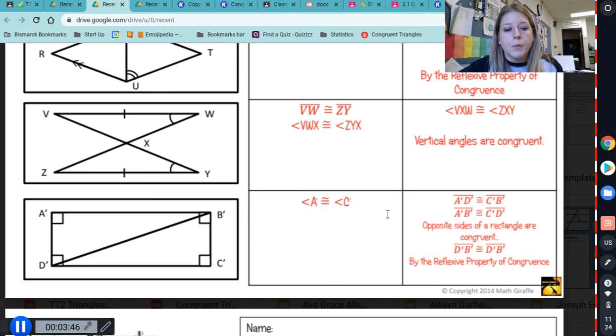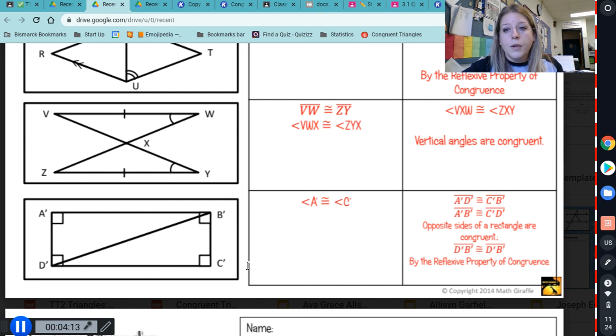For the last one with the rectangle, we have angle A marked congruent to angle C. You don't need the B and the D because those are actually split among the two triangles, so they're not helpful. But then all the things that we know about rectangles: the top and the bottom are congruent, the left and the right are congruent because they're rectangles. And then the DB is shared.